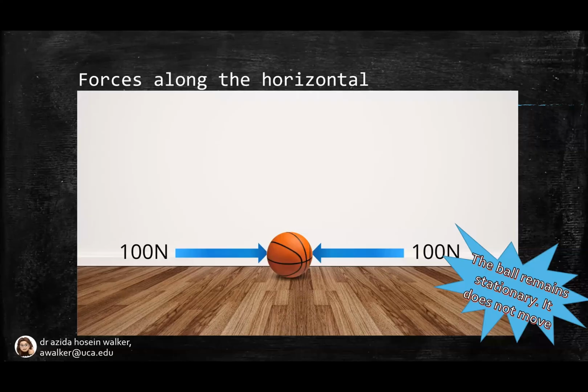Now let's focus on force along one single direction. Let's take the horizontal direction. And we have a basketball here with a force of 100 newtons pushing it to the right, and another force of 100 newtons pushing it to the left.